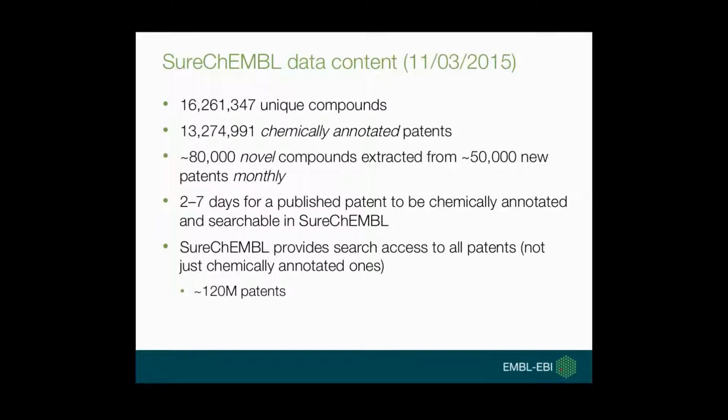And also, because the system is fully automated and dynamic, the turnaround time is really, really small. So it takes only 2 to 7 days for a patent to be published by the authority to the chemistry, and the patent being available and indexed and searchable within the SureChEMBL system. So as you can see, it's really, really fast. And finally, one other thing to notice is that the SureChEMBL interface provides querying capabilities to all patents, not just the chemically annotated ones. And that's a total of more than 120 million patents in total.